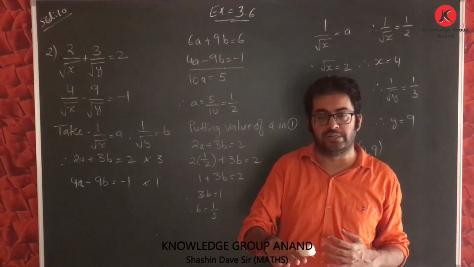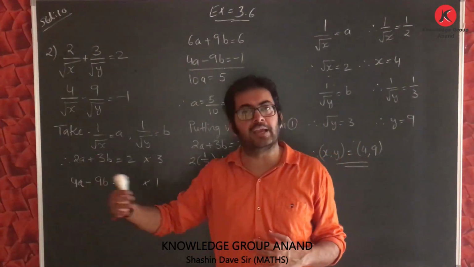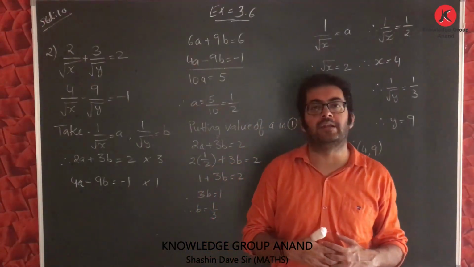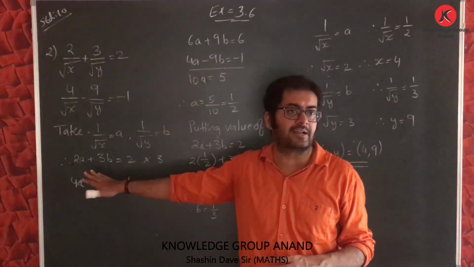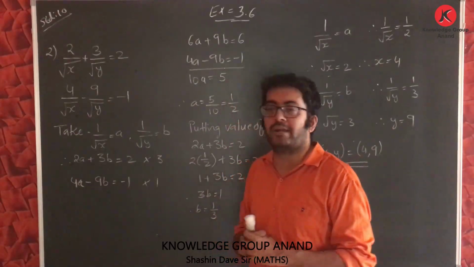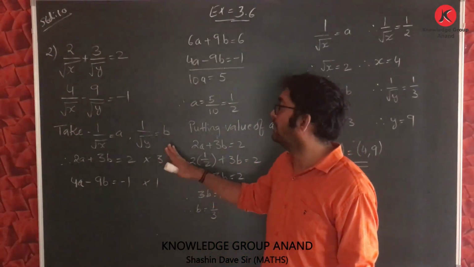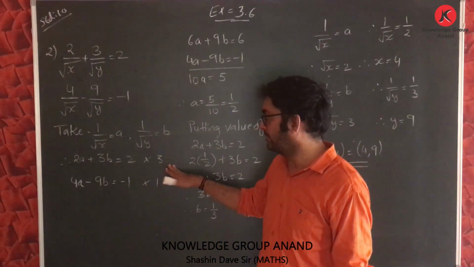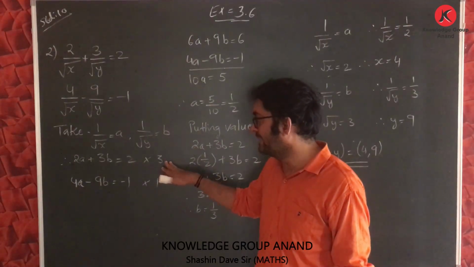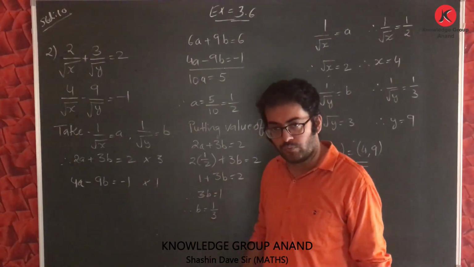So you can either proceed through eliminating part A or you can proceed through eliminating part B. Here I want to eliminate, let us say, part B. So to eliminate part B, I will multiply this equation, that is equation number 1 with 3 and equation 2 with 1.